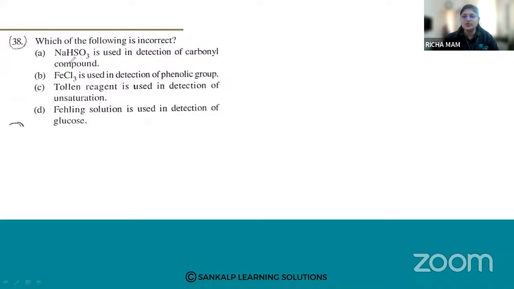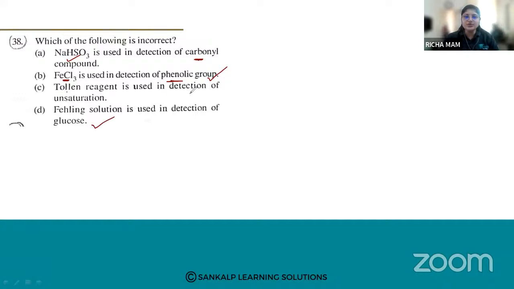NaHSO3 is used in detection of carbonyl compounds, so this test is correct. When you treat your carbonyl compound with NaHSO3, it will undergo a nucleophilic addition reaction. Then FeCl3 is used in detection of phenolic group; this is also correct. Fehling's solution is used in the detection of glucose, so this is also correct.